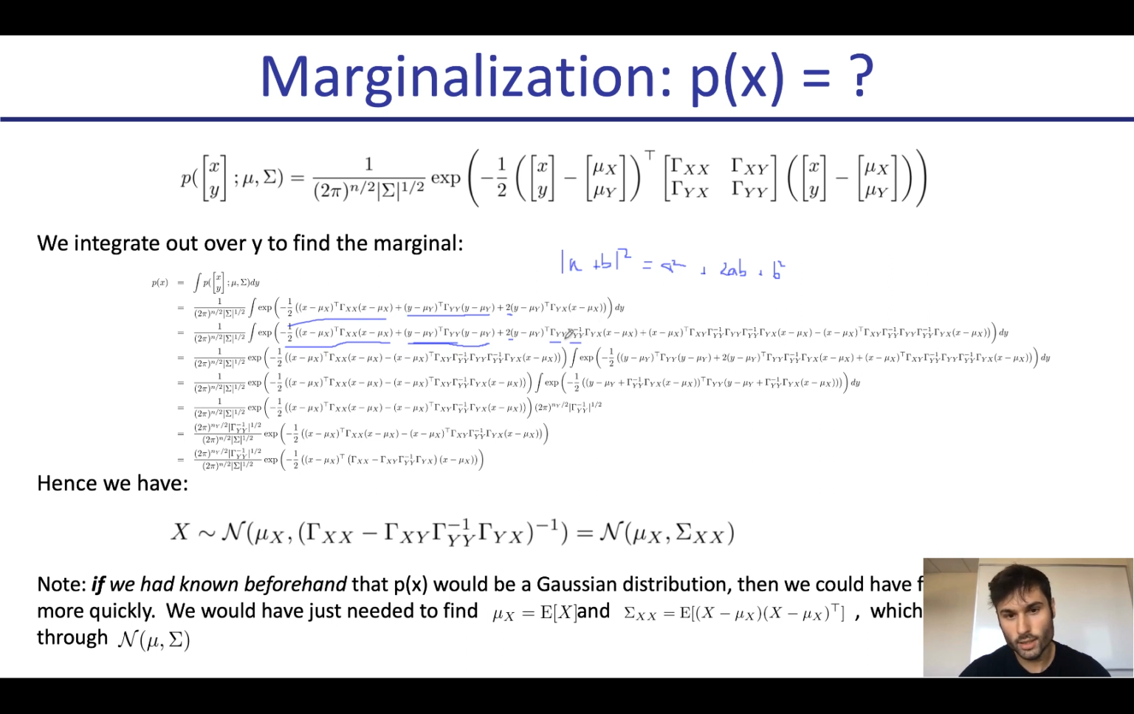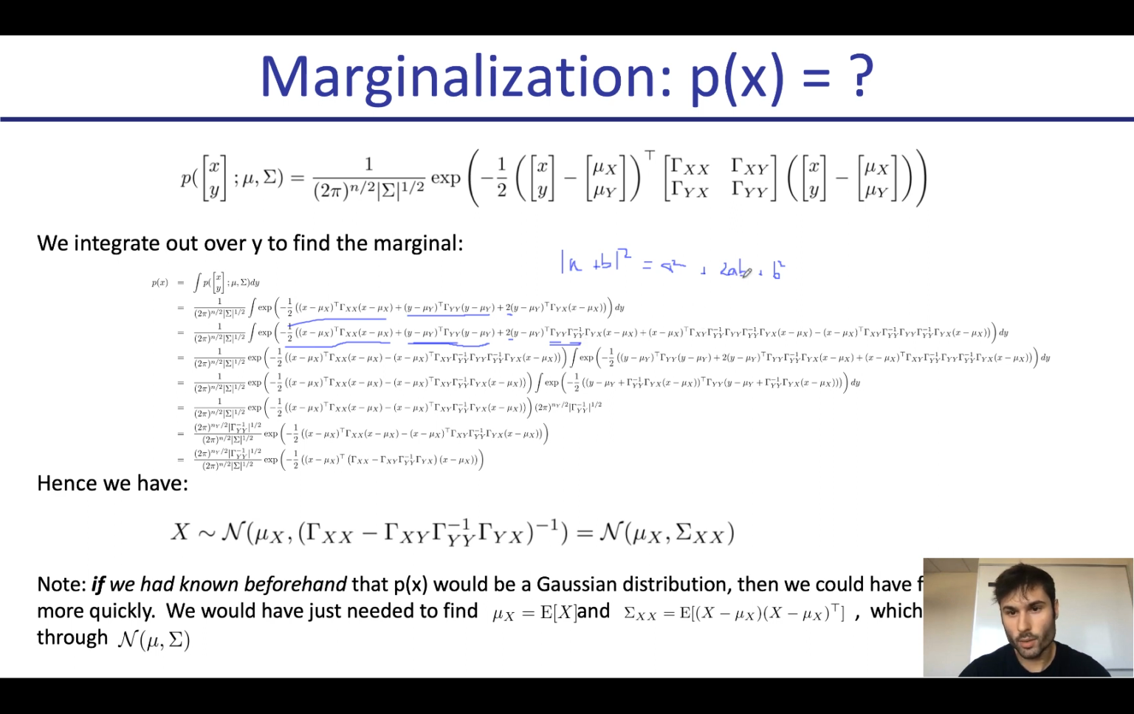Now what we can do simply is add this term over here that is doing nothing, because gamma yy times gamma yy inverse is just equal to 1. So we have added this term that doesn't modify the equation at all, but it gives us the a component, right? Because now we have y minus mu y times gamma yy. That is sort of like the square root of this term over here.